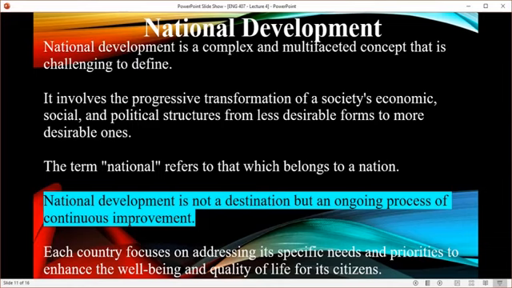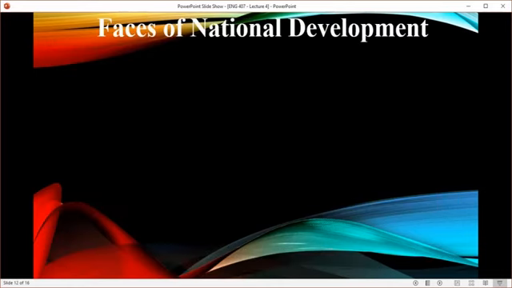So national development is not a destination but an ongoing process, as development itself. A country may not arrive at national development at a given time. It is a consistent process. It is something that has to be worked on. So each country is expected to focus on addressing its specific needs and priorities to enhance the well-being and quality of life of its citizens.